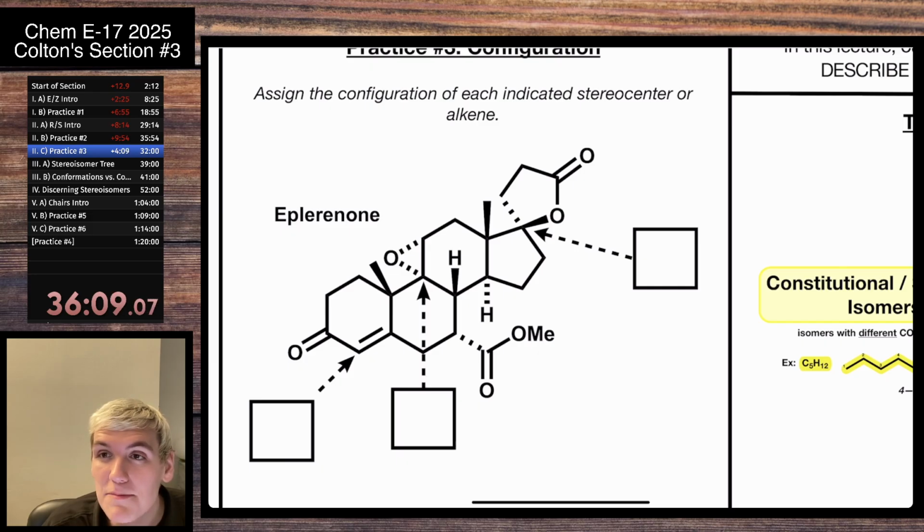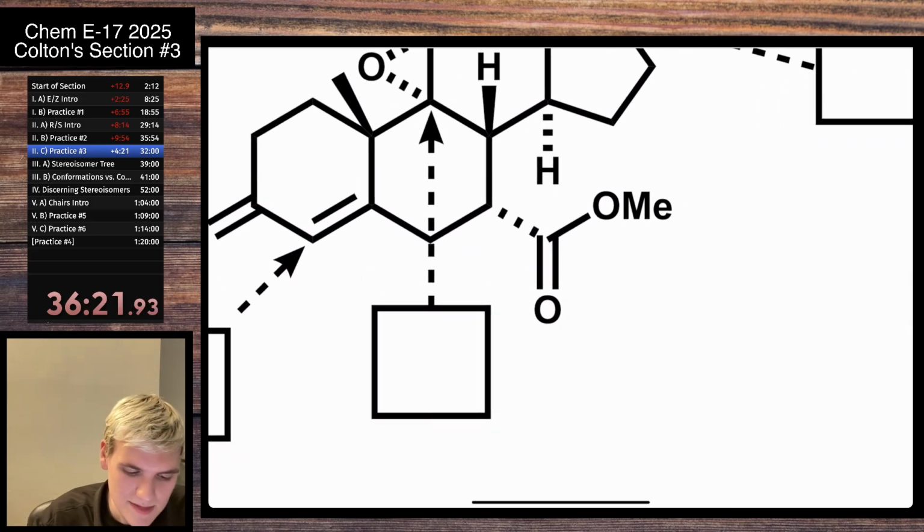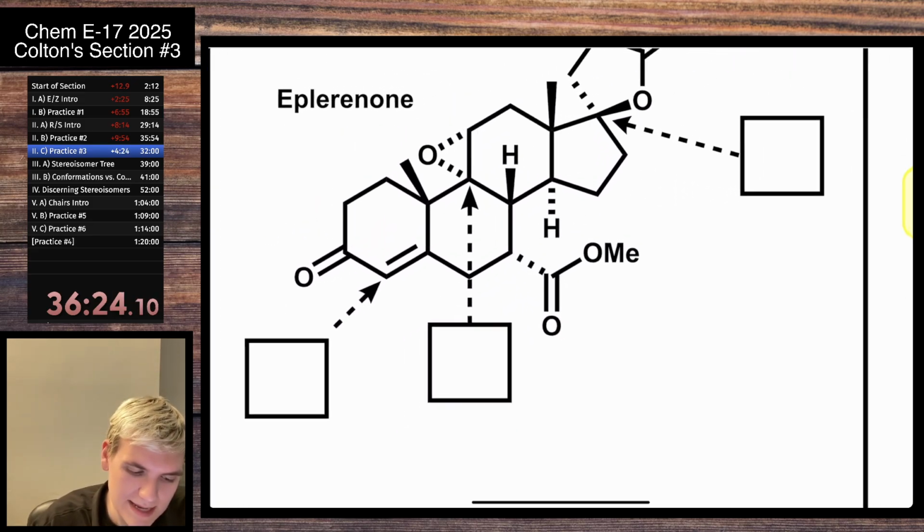And granted, I'm going to also say these are hard. So one of these is like extra hard to me. So we are going to just take them one at a time and deal with them. Oh, that's all we can do. So let's start with our alkene over here in eplerenone. I'm not even going to try anymore.